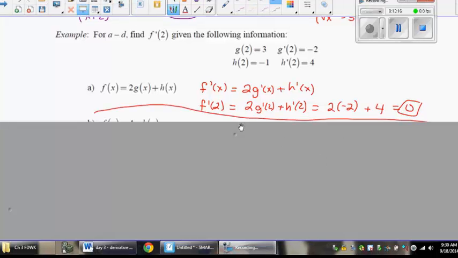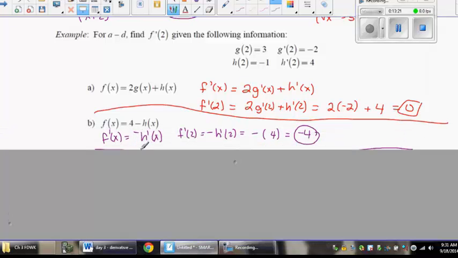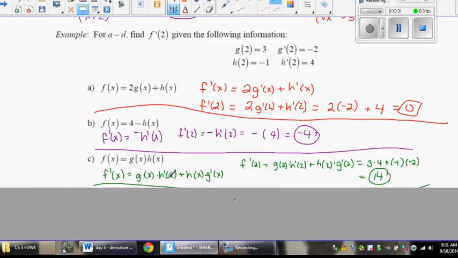Welcome back. Okay, so 4 minus h of x. Your derivative is going to just be negative h prime. So you take the negative of h prime, which gets you negative 4. Come down to the next one, product rule. G times h prime plus h times g prime. Look at these values, substitute appropriately. Should get 14.